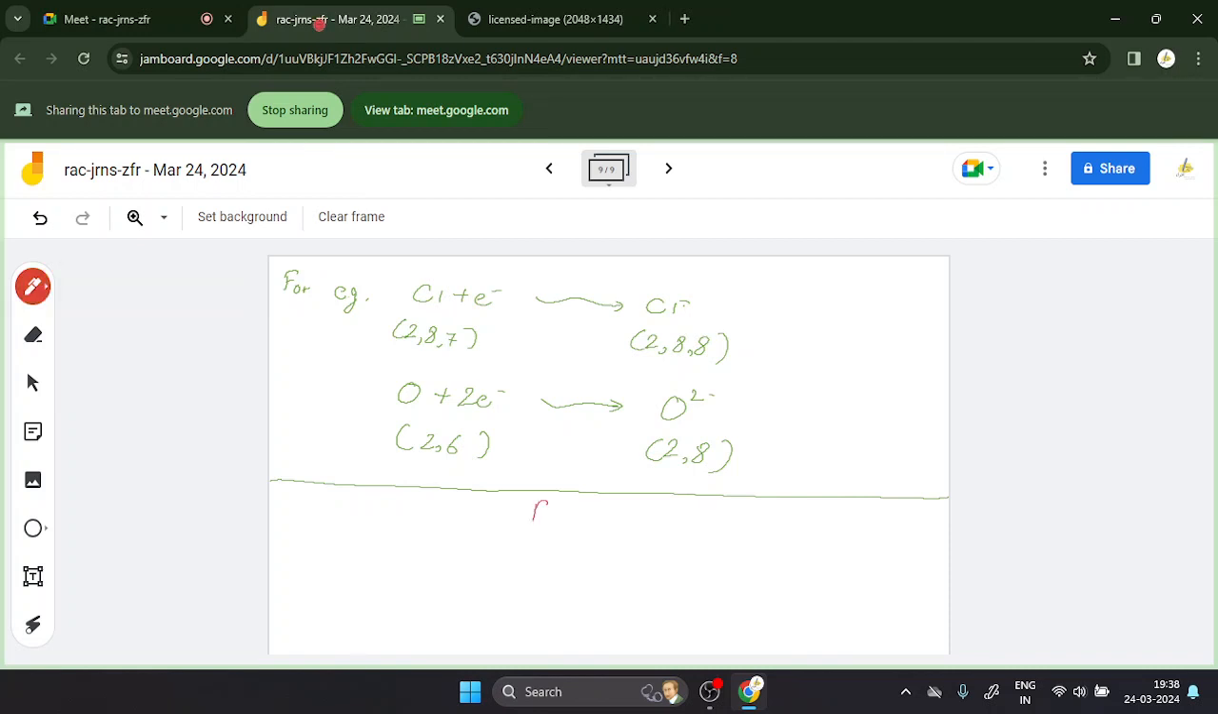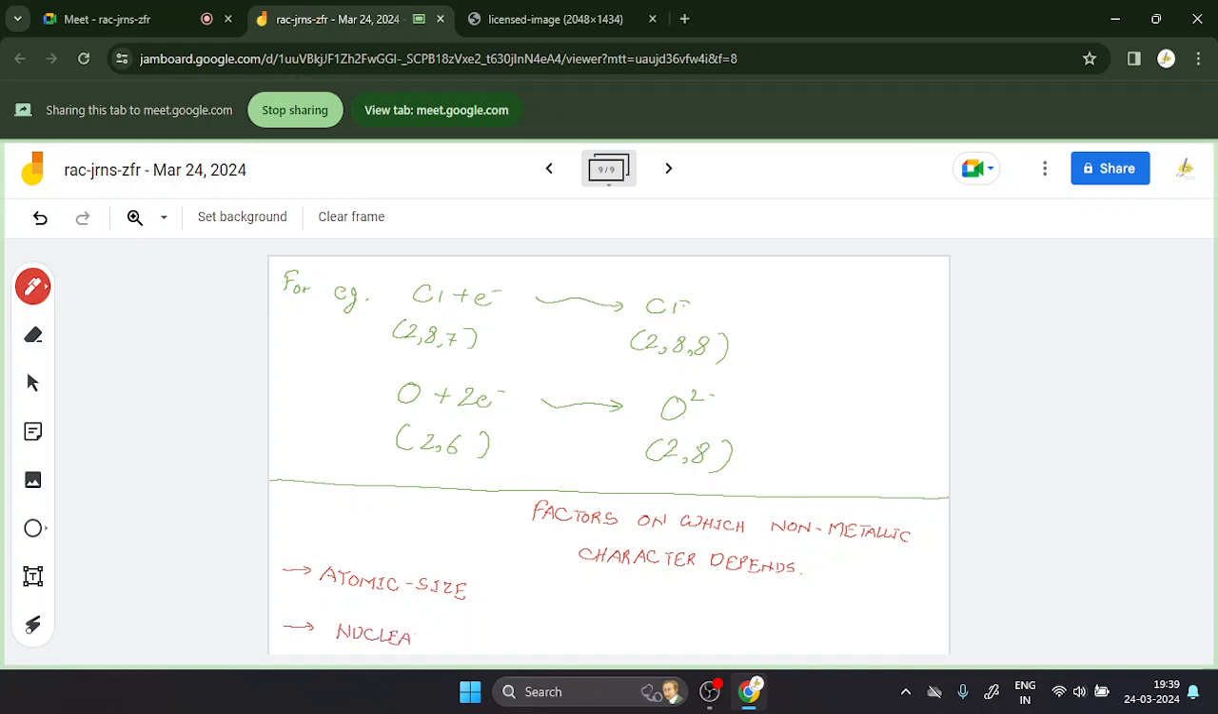So, the factors on which non-metallic character depends. Same factors. Number 1, atomic size. The reasoning you can write by yourself now. And the second one is the nuclear charge.